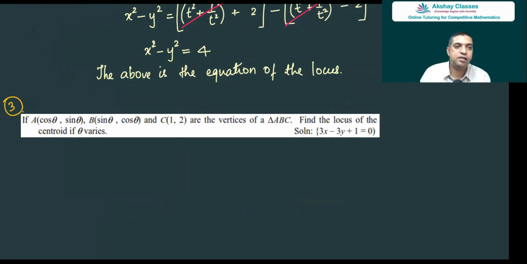Question 3. Temporarily, we will cover the solution. So if A, B, C are vertices of a triangle ABC, find the locus of the centroid if theta varies. So please tell me how to do.